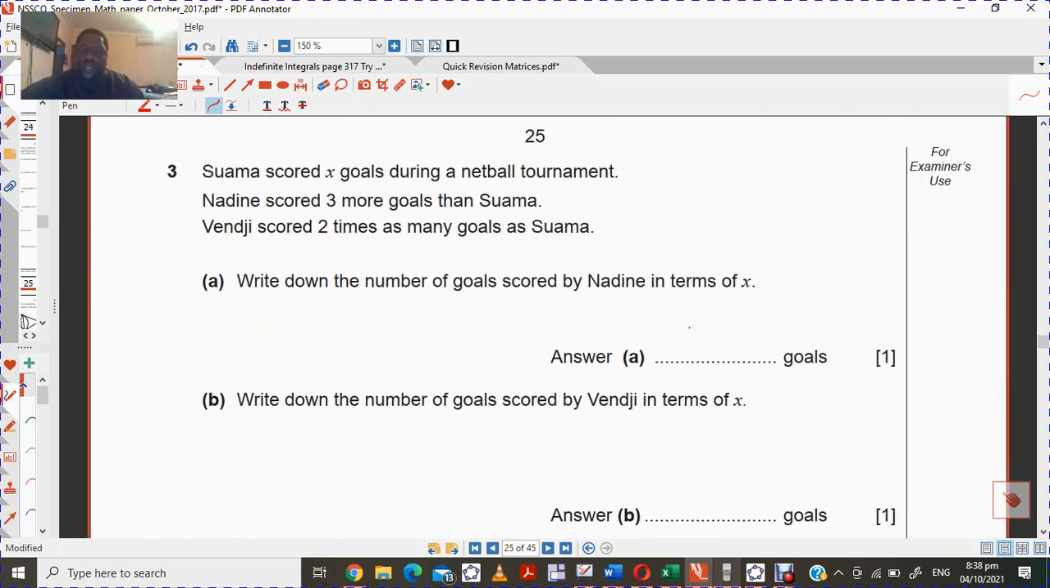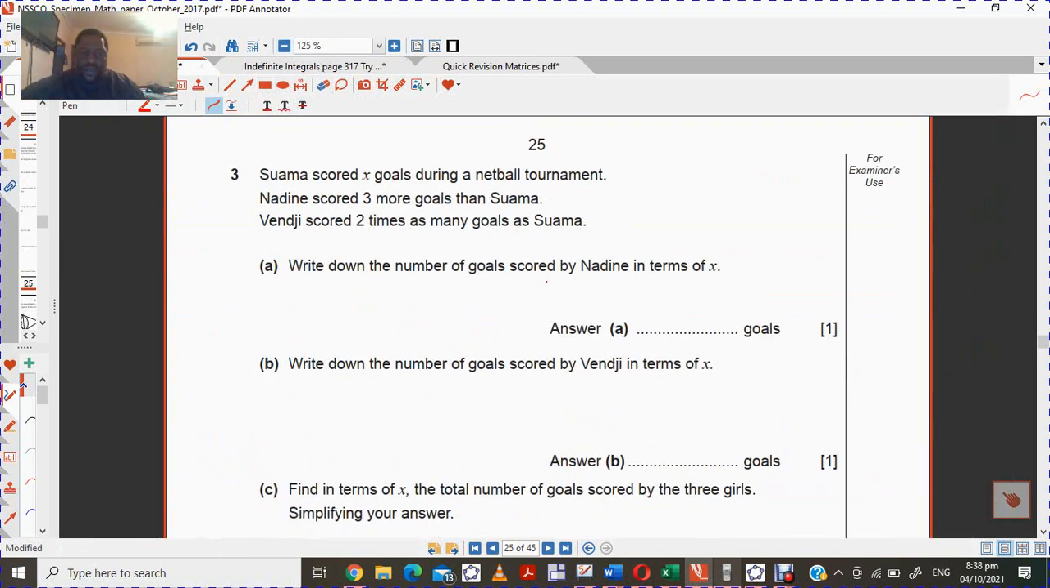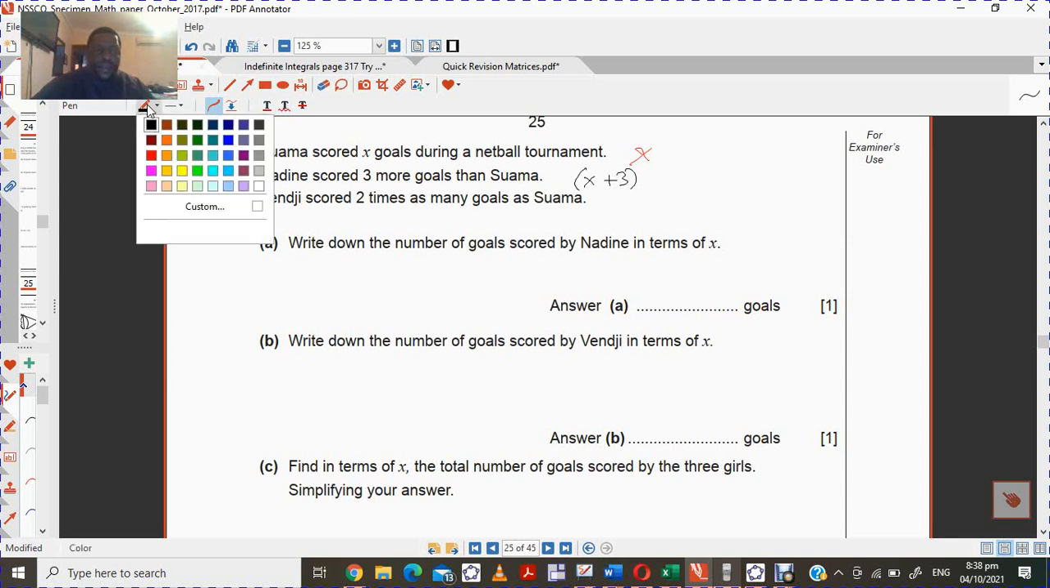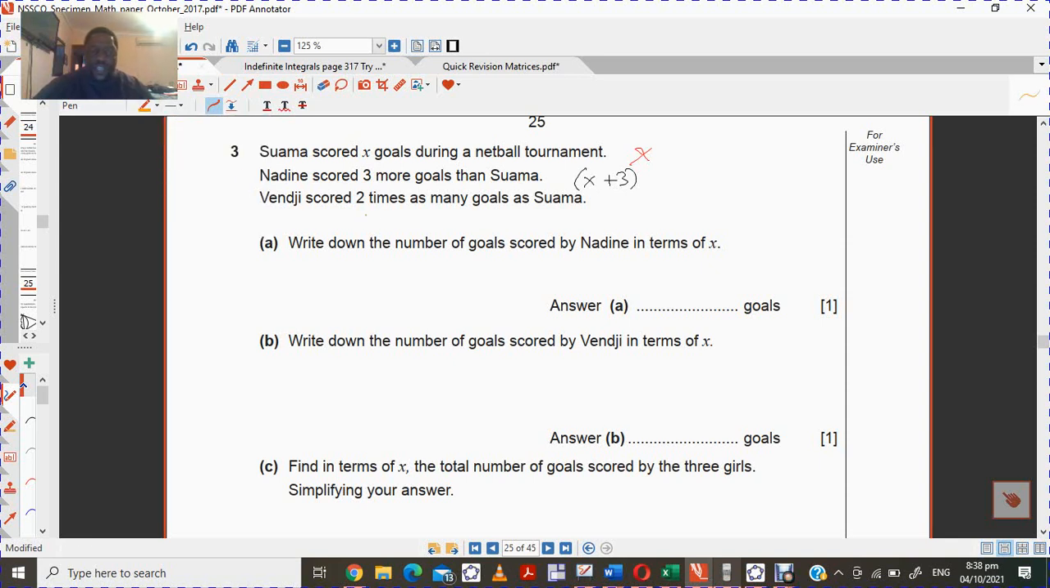So you have got some people here. Maybe I'll just minimize this a bit. So you have got Swama scored X goals in a tournament. So I'll put X here. Nadine scored 3 more goals. So Nadine would be scoring 3 more goals. So Nadine is X plus 3. And then there's somebody else. Venji scored 2 times as many goals as Swama. So that's 2X. As many goals as Swama.